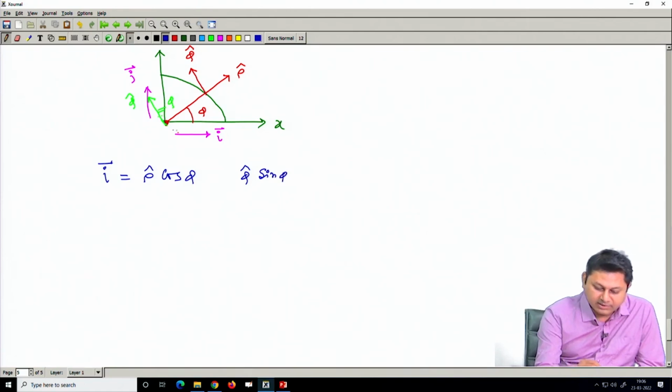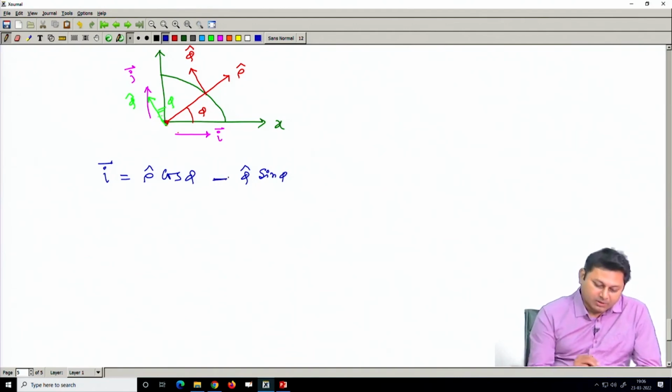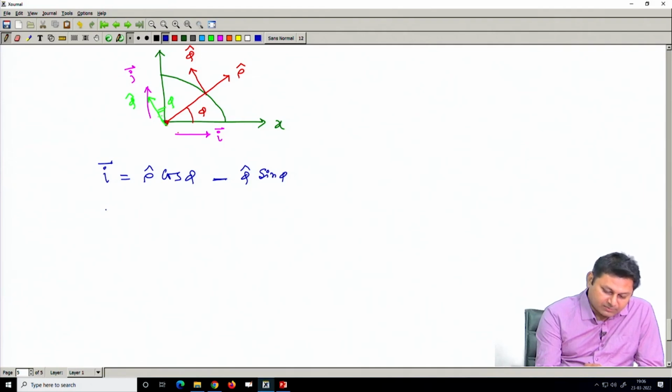I am decomposing this i unit vector along this direction and this direction. Now, if this is phi, then the cos component will go along this direction, but the sine component goes along this direction, which is opposite. That is why I need to put a minus sign here.